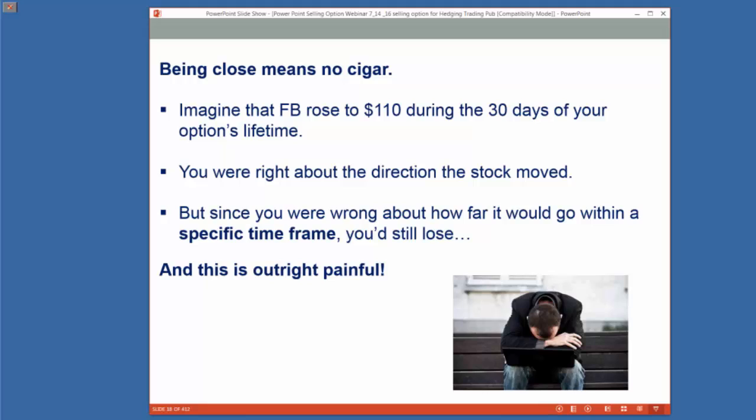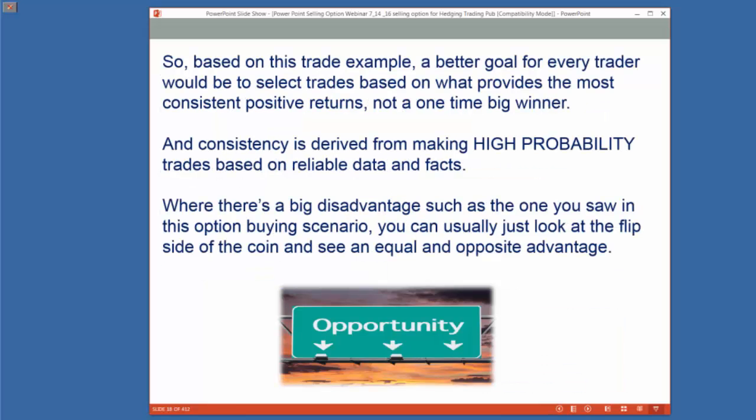Now, imagine Facebook then rose to $110 during the 30 days of your option's lifetime. Well, you're right about the direction the stock moves, so you get a pat on the back for that. But since you're wrong about how far it would go within a specific time frame, you'd still lose. And I don't know about you, but that's always painful. So based on this trade example, a better goal for every trader is to select trades based on what's going to provide you the most consistent positive returns and not always be looking for that one-time big winner.